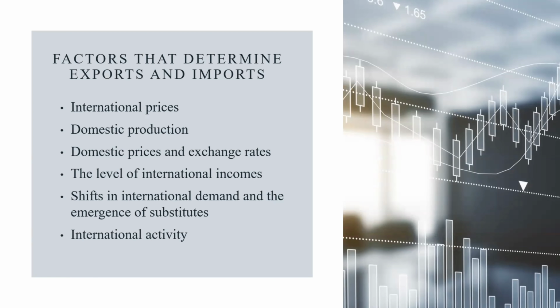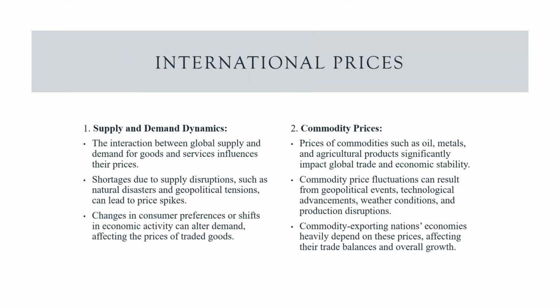Factors that determine exports and imports. We have international prices, domestic production, domestic prices and exchange rates, the level of international incomes, shifts in international demand, and the emergence of substitutes and international activity. International prices: we have supply and demand dynamics. The interaction between global supply and demand for goods and services influences their prices. Shortages due to supply disruptions such as natural disasters and geopolitical tensions can lead to price spikes. Changes in consumer preferences or shifts in economic activity can alter demand, affecting the prices of traded goods.